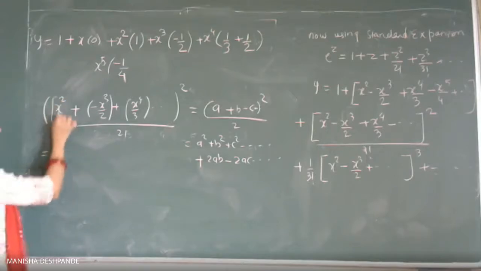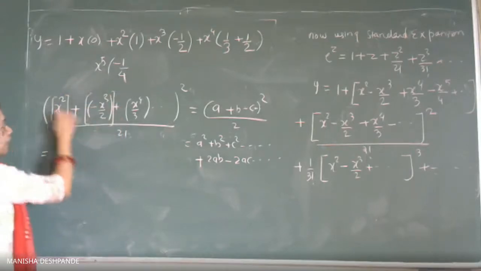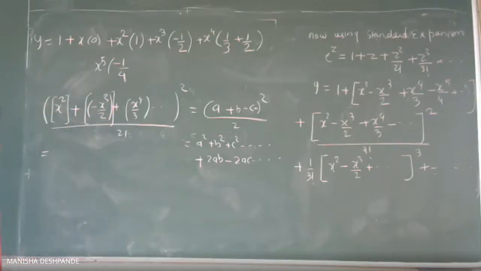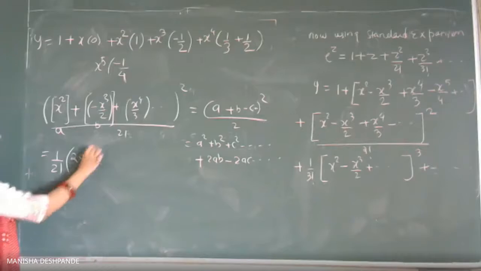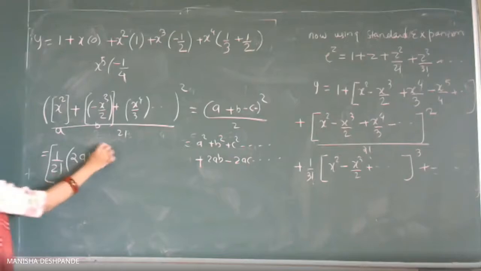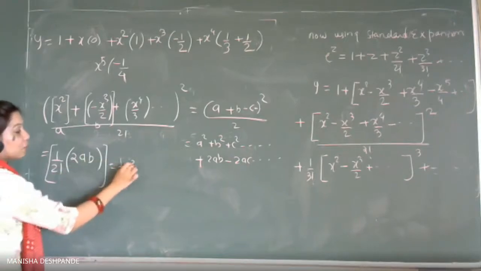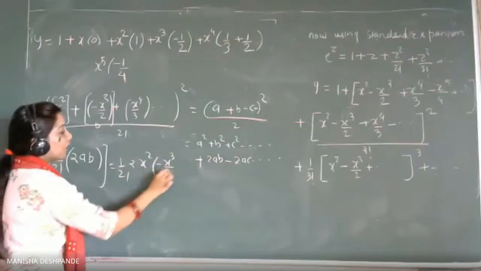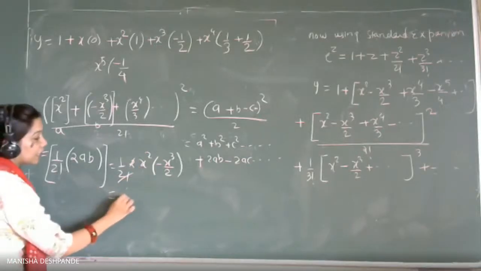take this as a and this as b, x square as a and x cube by 2 as b, 2 times ab will give me x to the power 5. Yes or no? If this is a and this is b, then 1 by 2 factorial is outside into 2ab. For this a and for this, what will be the answer? It will be 1 by 2 factorial, 2 into what is a? X square. And what is b? Minus x cube by 2. Getting it? And therefore this 2 and this 2 will get cancelled. It is minus x to the power 5 by 2.